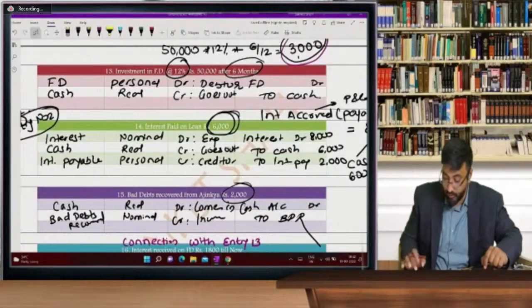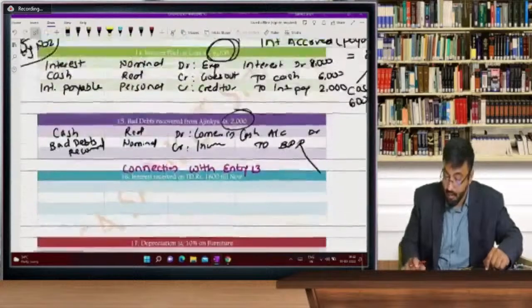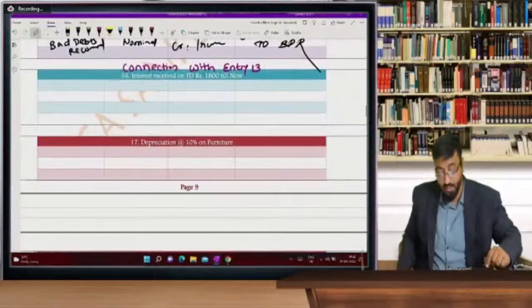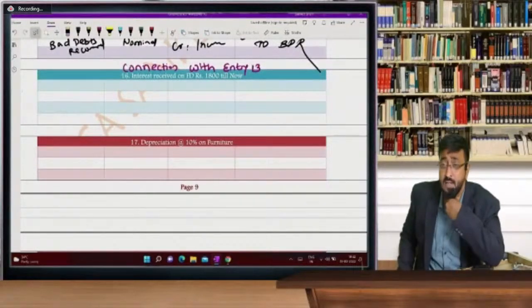Chalo. Can you tell me this entry? So total interest is 3,000. Out of this we received 1,800. Chalo, fast.